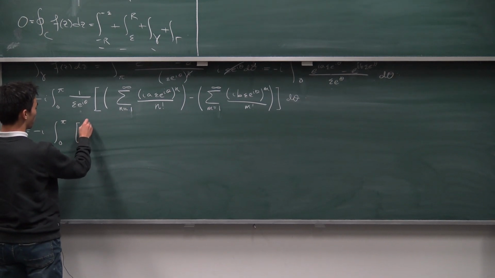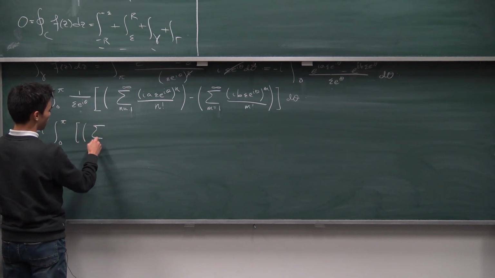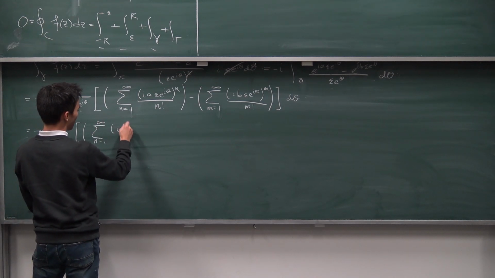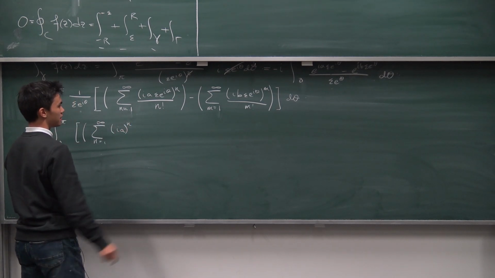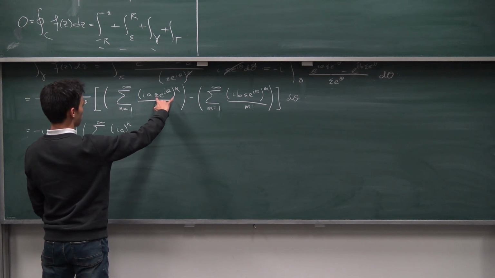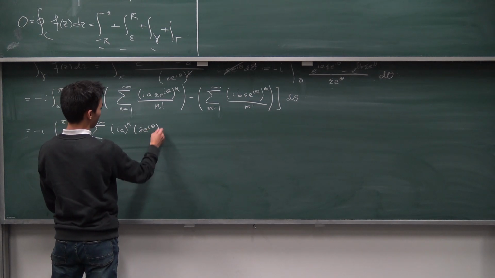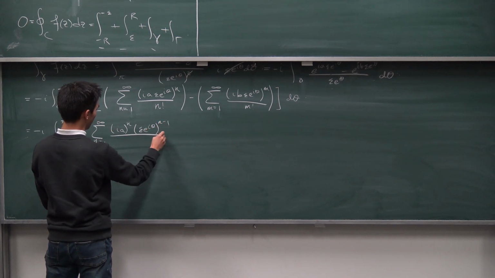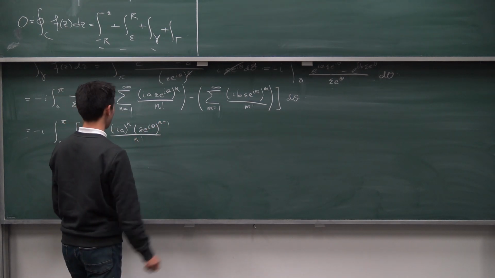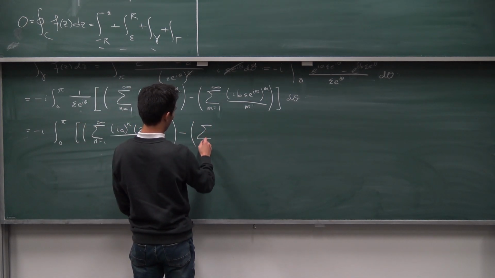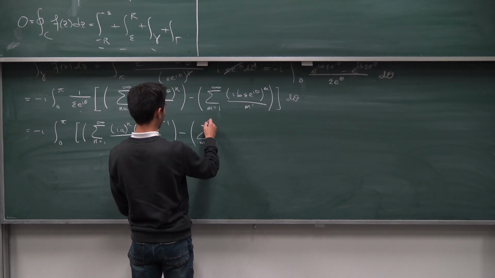So first of all, we're going to have the sum running from n equals 1 up to infinity. We're going to have i times a raised to the n, so that's untouched. But now this guy reduces by a power of 1. So this is epsilon e to the i theta raised to the n minus 1, and this is still divided by n factorial. And for the second sum, we have the sum running from m equals 1 to infinity.